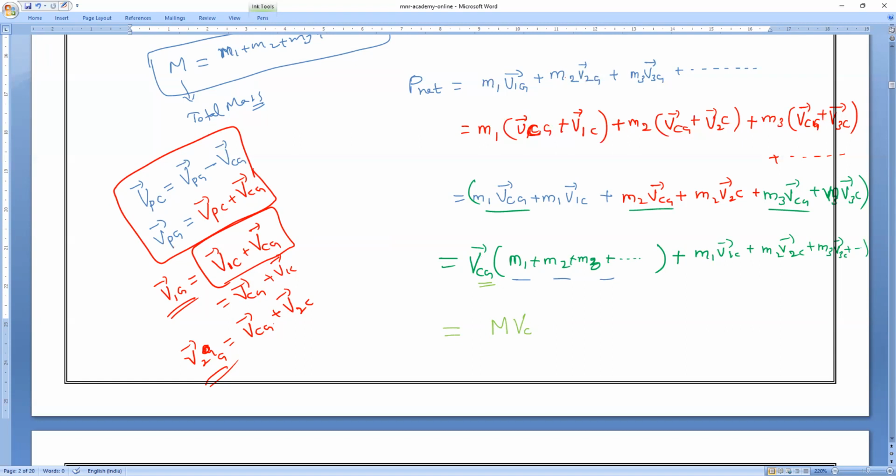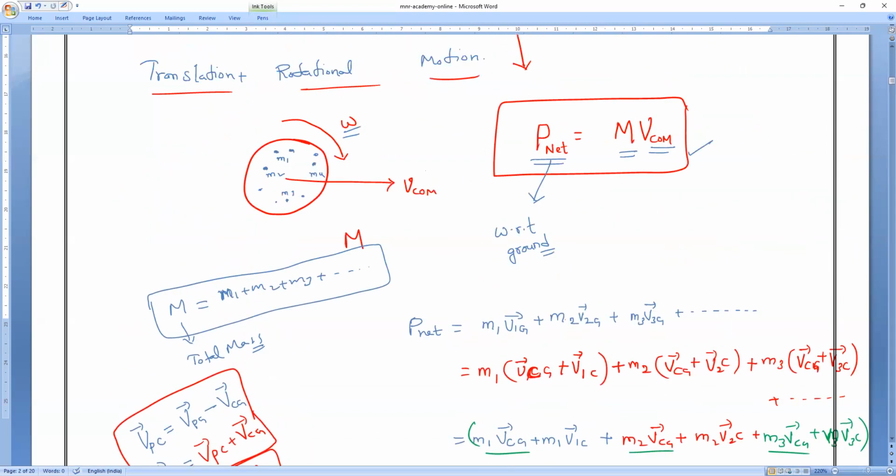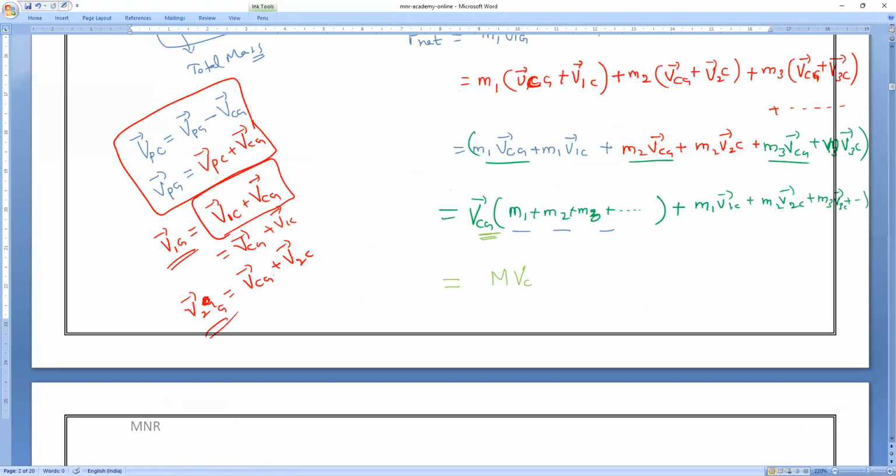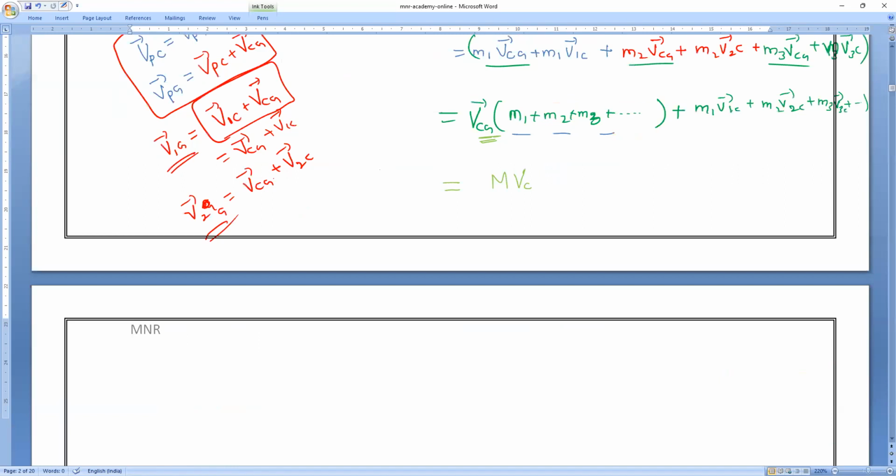VCOM, that is what? Center of mass. So, what is the velocity of the center of mass with respect to ground, which is equal to what? Do you understand, everybody? Velocity of center of mass means velocity of center of mass with respect to ground only.